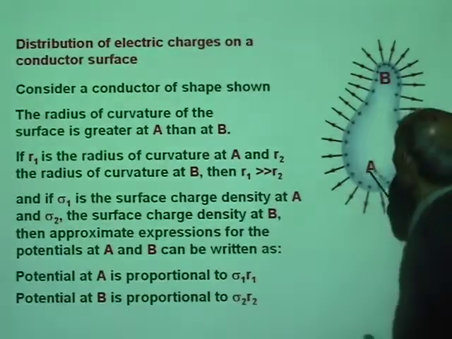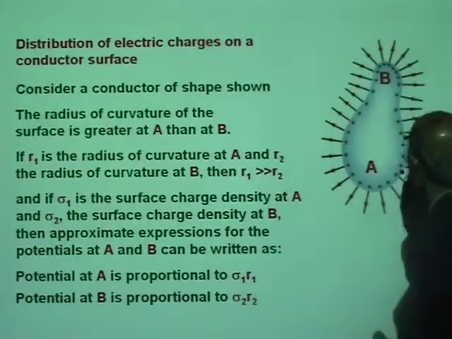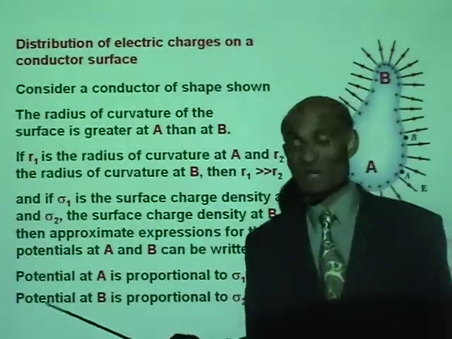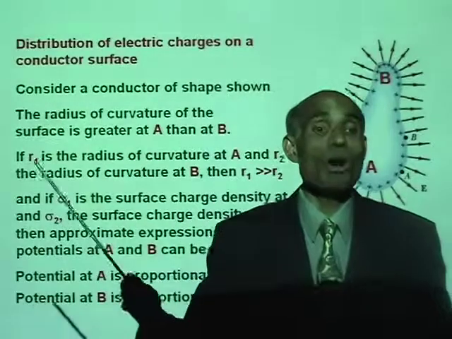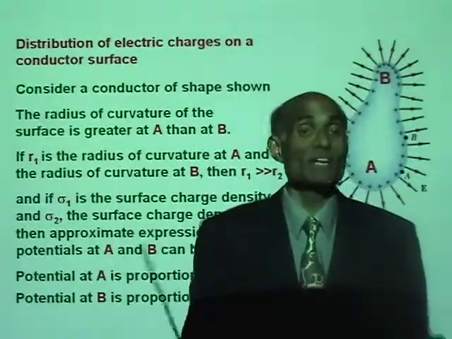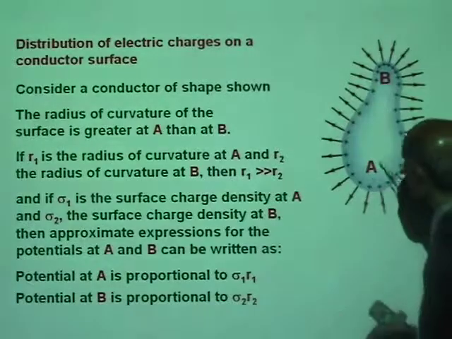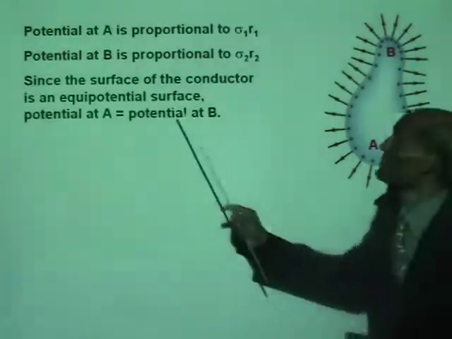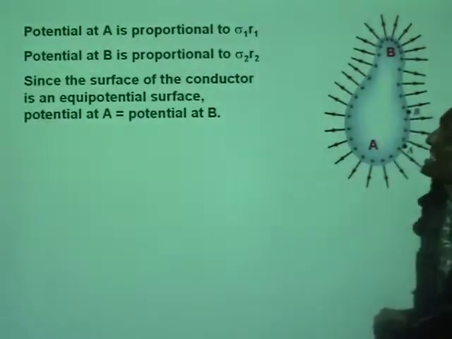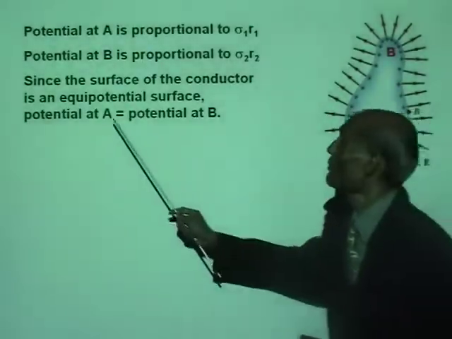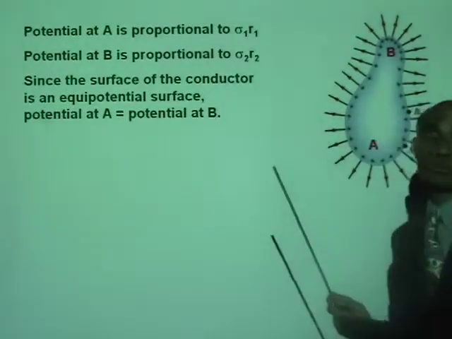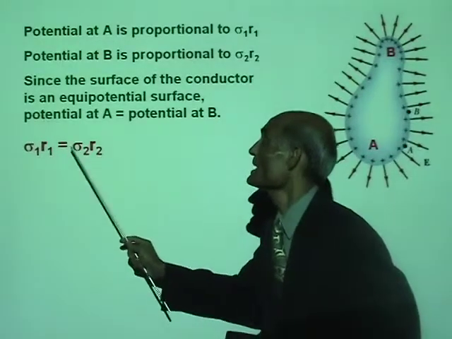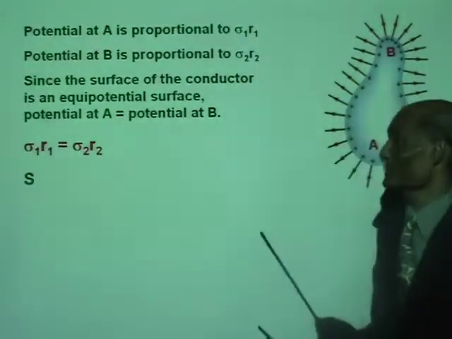Now, you know that the surface of any charged conductor is an equipotential surface. That means the potential at any point on the surface of the conductor must be the same. So potential at A equals potential at B. Since the surface of the conductor is an equipotential surface, I can write sigma 1 R1 equal to sigma 2 R2.